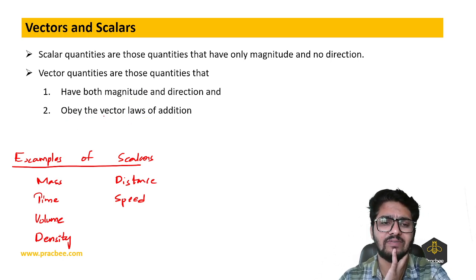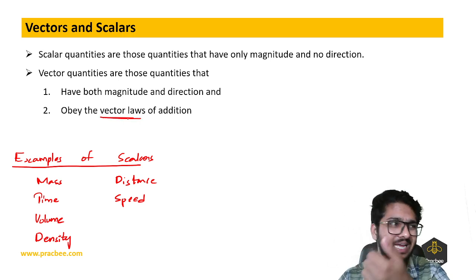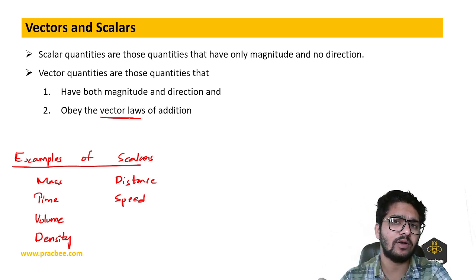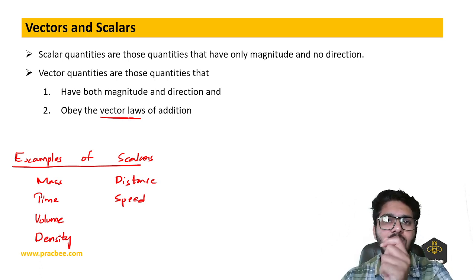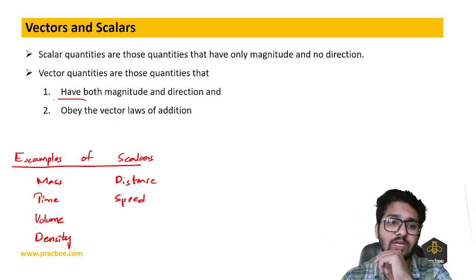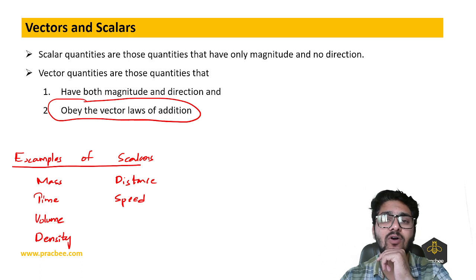When we say vector laws of addition, there are two laws. One is the triangle law and the other is the parallelogram law. If the triangle law is followed, automatically the parallelogram law will also be followed, so need not worry about that. It has to follow any one of the vector laws. That's a very important condition to decide whether a quantity is a vector quantity or not.